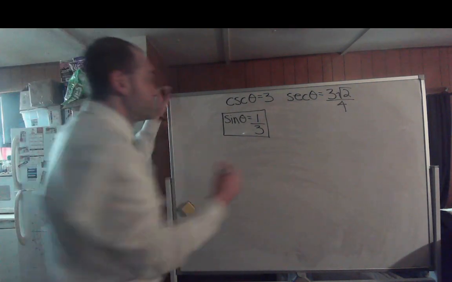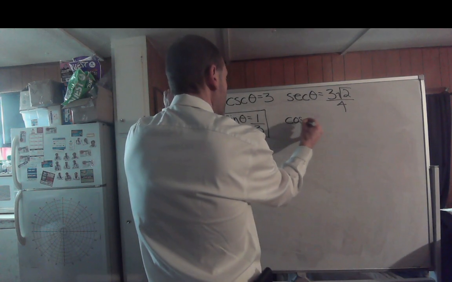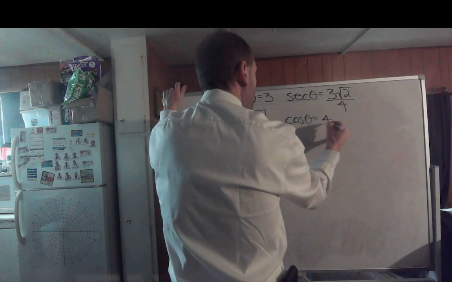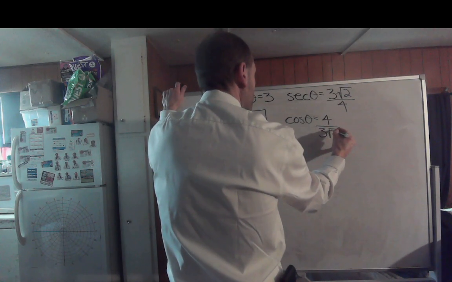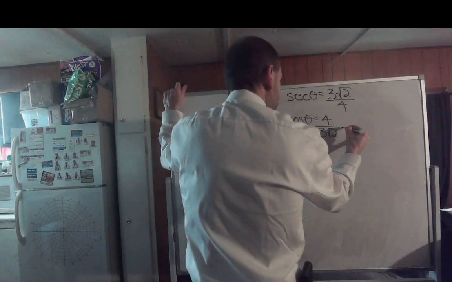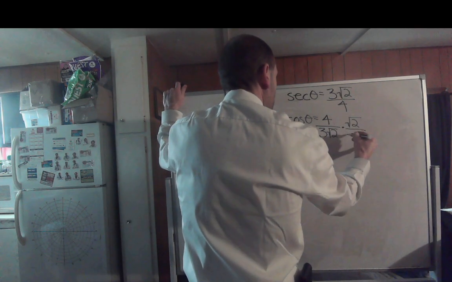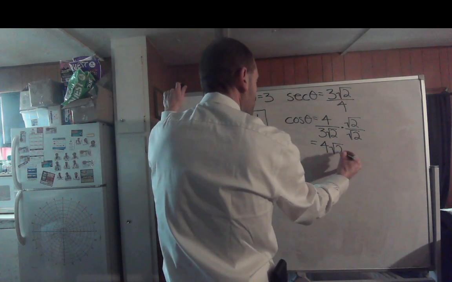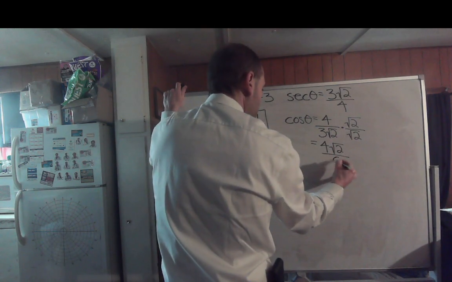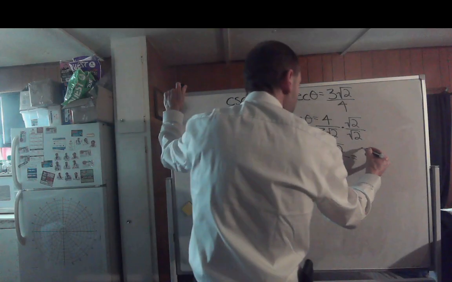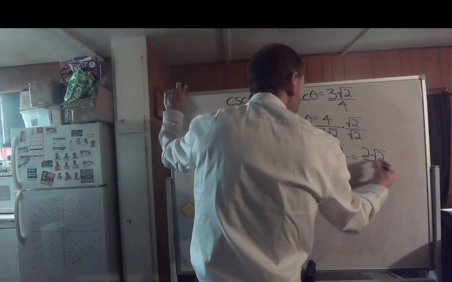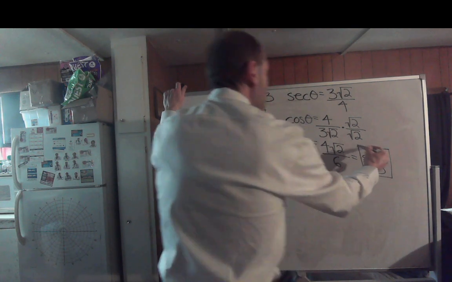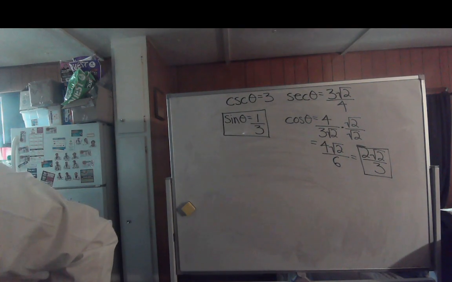What about the cosine of theta? Well, that's the reciprocal of the secant, so that would end up being 4 over 3 times the square root of 2, which you've got to rationalize the denominator. So this is going to turn into 4 times the square root of 2 all over 3 times 2, which is 6, which would be 2 times the square root of 2 over 3. That would end up being the cosine of theta. We've got a couple more they want to ask you.